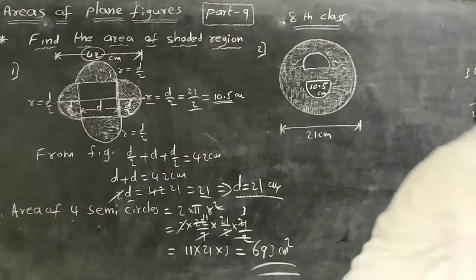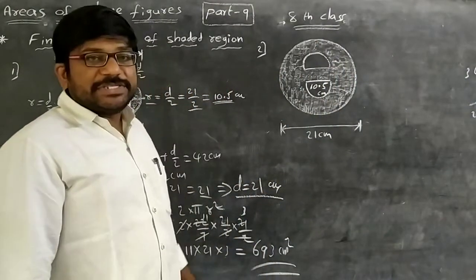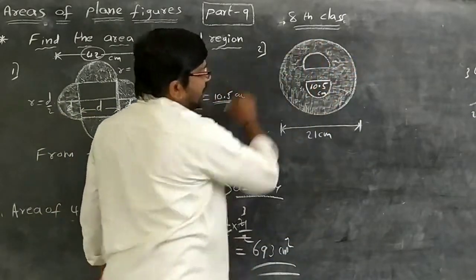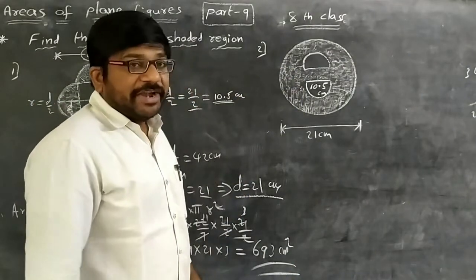Yes, go for the next problem. Observe this. This is the next problem. We have to find the area of a shaded region. Observe carefully. In this figure, we have to find the area of the shaded region.